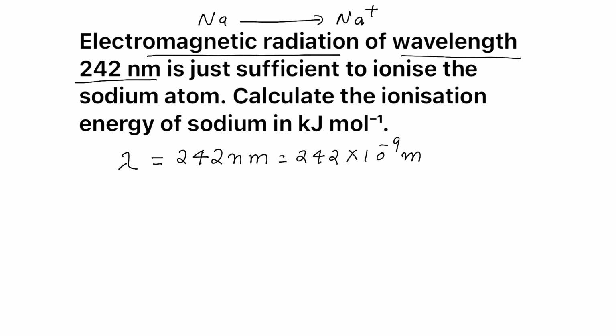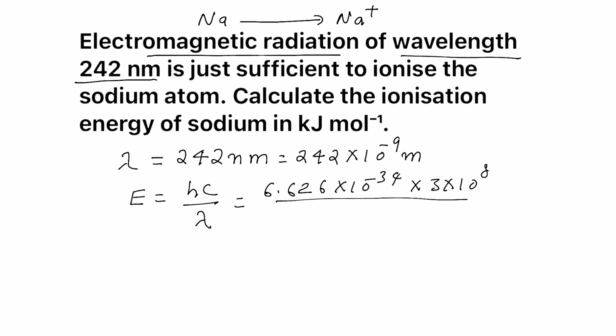It is very easy. What is the equation? The equation will definitely be E is equal to hc by lambda. This is the energy required for ionizing one single sodium atom. So h is 6.626 into 10 raised to minus 34, into c, 3 into 10 raised to 8, by lambda, 242 into 10 raised to minus 9. On calculating, you will be getting 0.0821 into 10 raised to minus 17 joule.